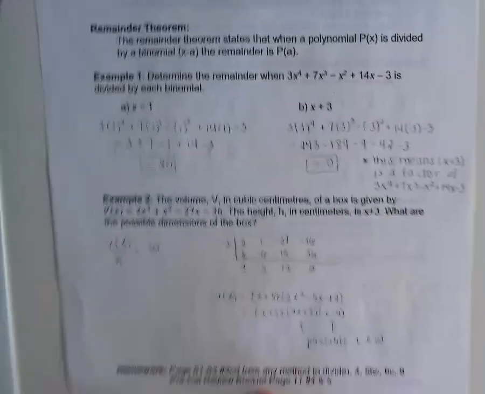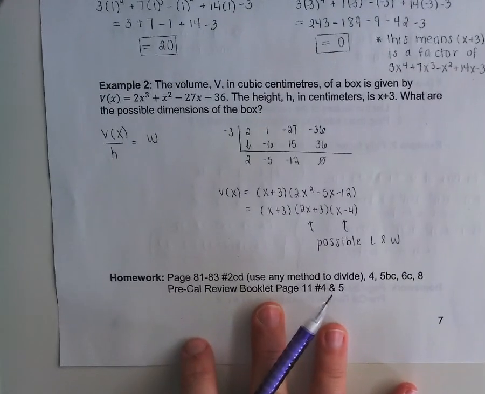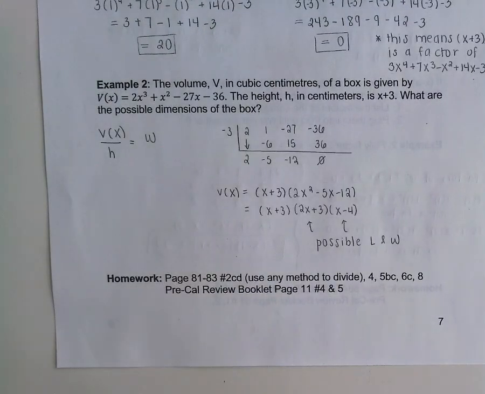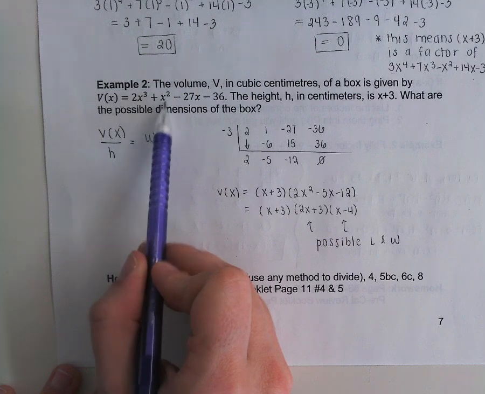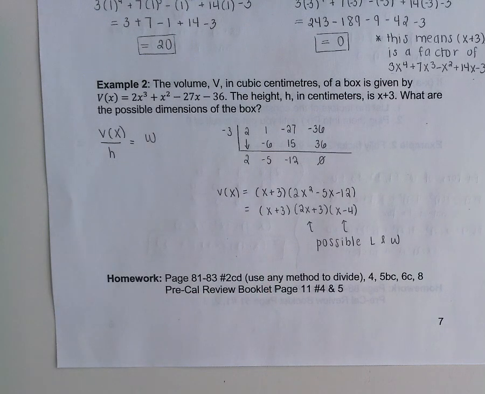Finally, in example 2, just an application for you. So it says the volume in cubic centimeters of a box is given by this polynomial, 2x cubed plus x squared minus 27x minus 36. The height in centimeters is x plus 3. What are the possible dimensions of the box?